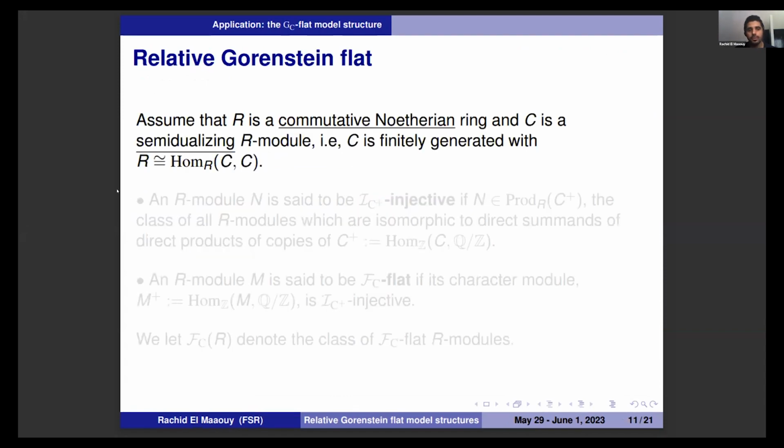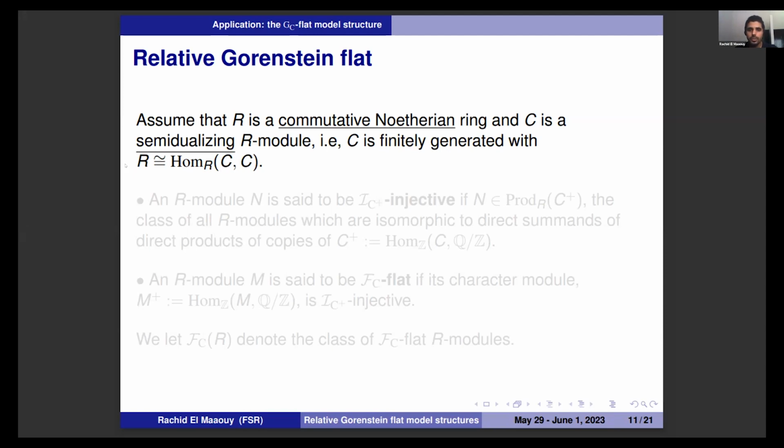First, we need to fix a setting that we work with. For simplicity, we fix R to be a commutative Noetherian ring, and C to be a semidualizing module. Here, semidualizing module means that C is finitely generated, such that the ring R is naturally, or canonically, isomorphic to the endomorphism ring of C.